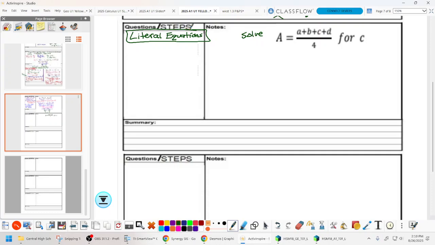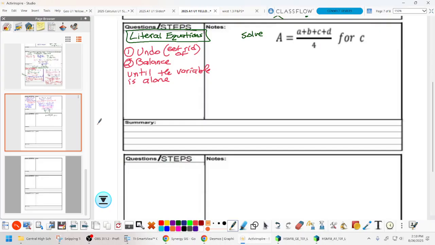Okay, we want C by itself. So here we go. Step one. Actually, it's kind of hard to say step one. It's like the cycle. So undo, balance until the variable is alone. Undo means get rid of, right? What do we need to get rid of in order for C to be by itself?